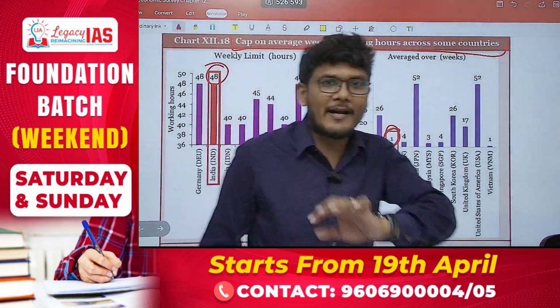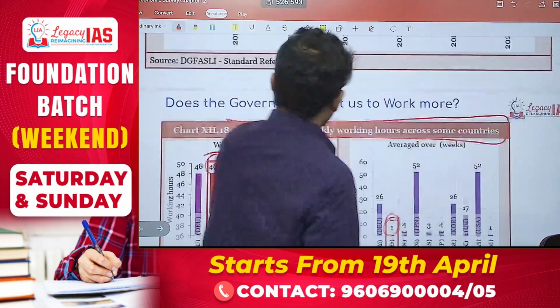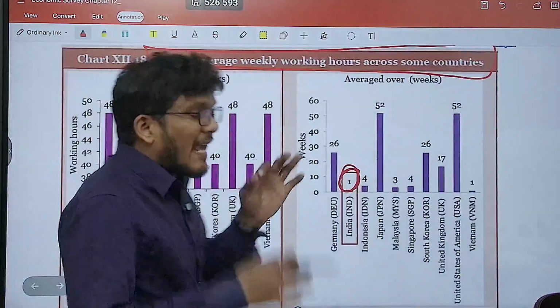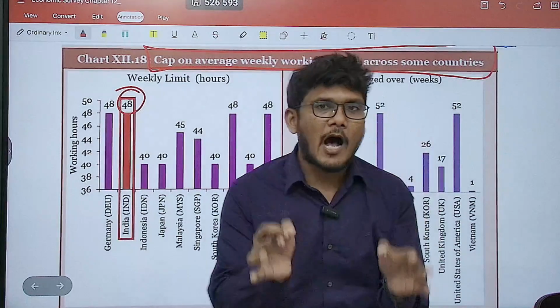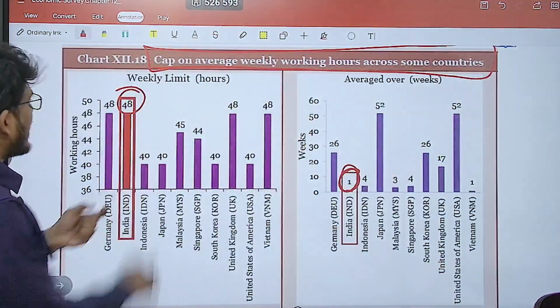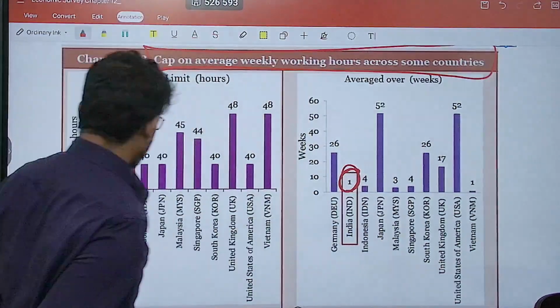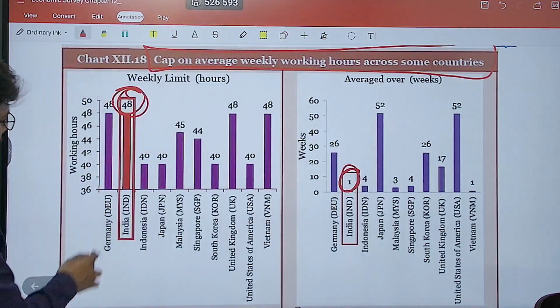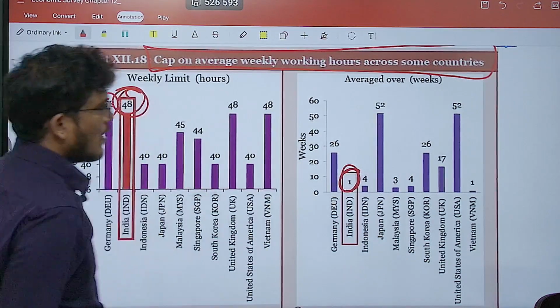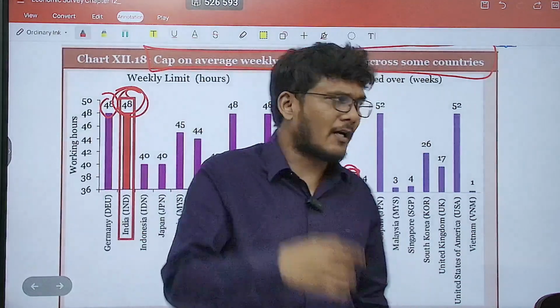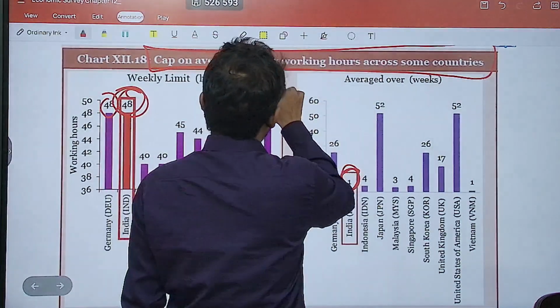What do I mean by this? By this, I mean that in India, there cannot be any week wherein you are asked to work for more than 48 hours, because 48 hours is the weekly limit. But if you take, for example, a country like Germany, 48 hours a week, or some other country which also has 48 hours a week.